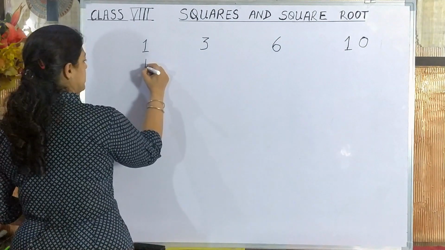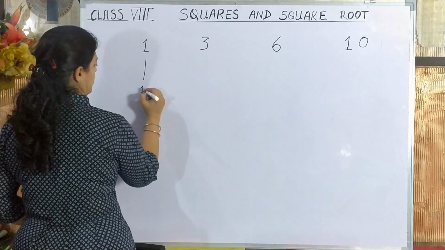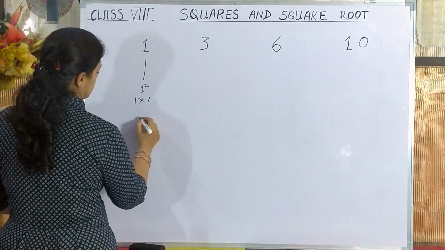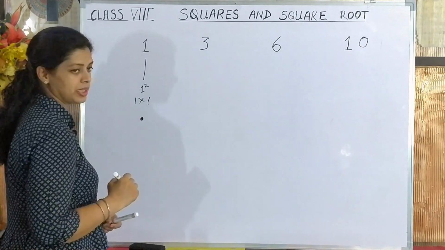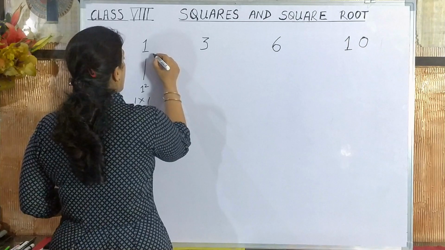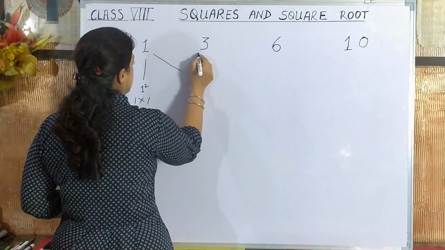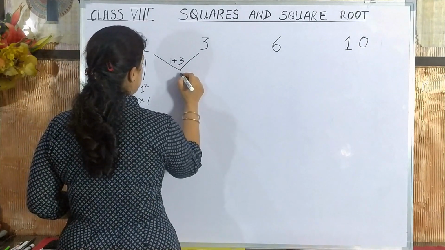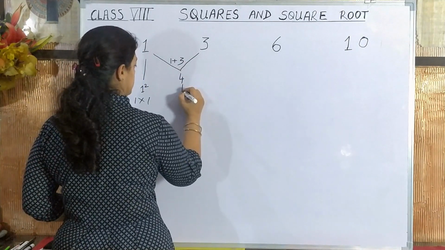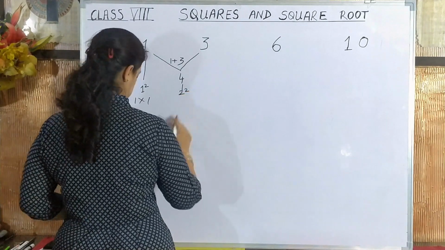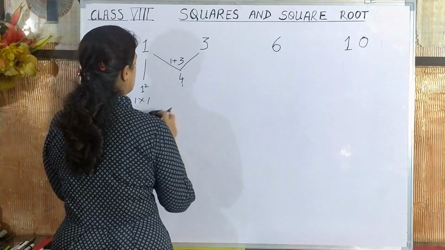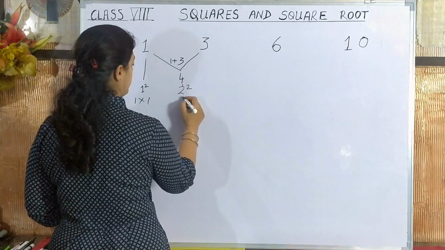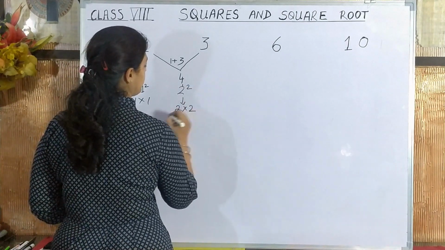So 1 can be represented as 1 square, that is 1 into 1 gives me 1. And we represent this with a single dot. If I add the first 2 consecutive triangular numbers, that is 1 plus 3, I get the sum as 4. 4 is 2 square, or 2 multiplied by itself 2 times.